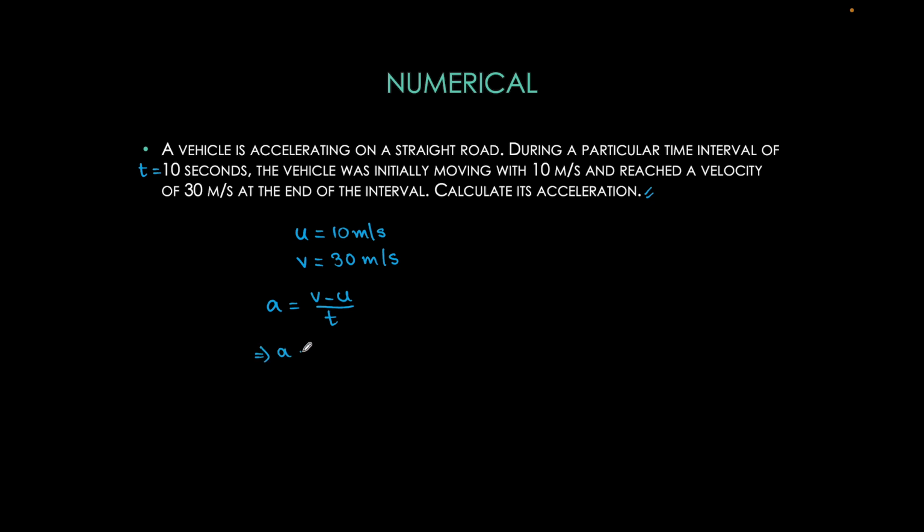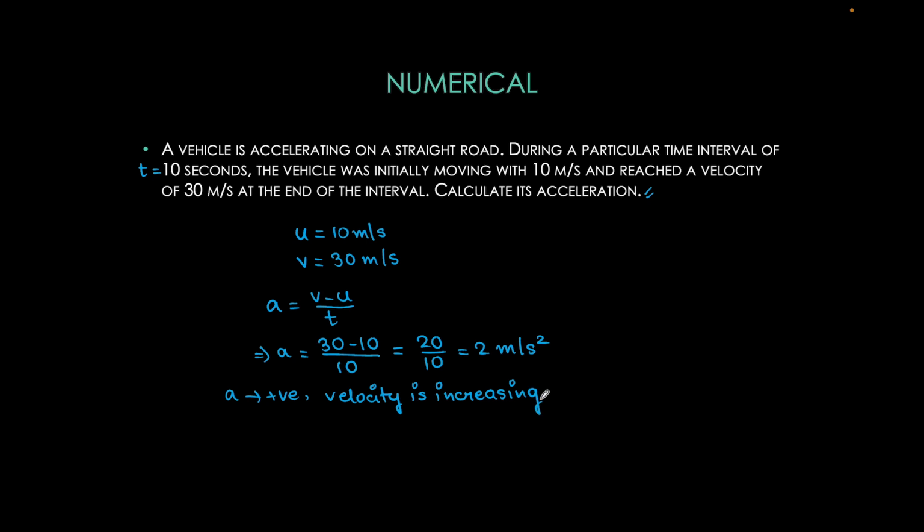So just put all the values that are given in the question. So v we have 30, u we have 10, and t we have 10. So basically it is 30 minus 10, which is 20 by 10, which is 2 meter per second square. As we can see here, the acceleration is positive, meaning that velocity is increasing, right? Because the final velocity is greater than the initial velocity. So the velocity is increasing. So I hope you have understood the topic acceleration, and also we have learned how to use it in numericals.